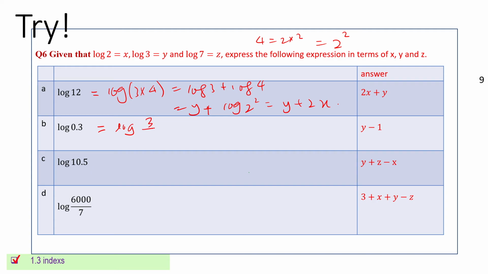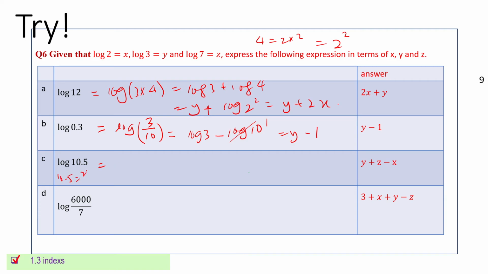Okay, so it's 3 divided by 10. So it's log 3 minus log 10. Log 10 actually is 1, so this one is y minus 1. Okay, how about 10.5?